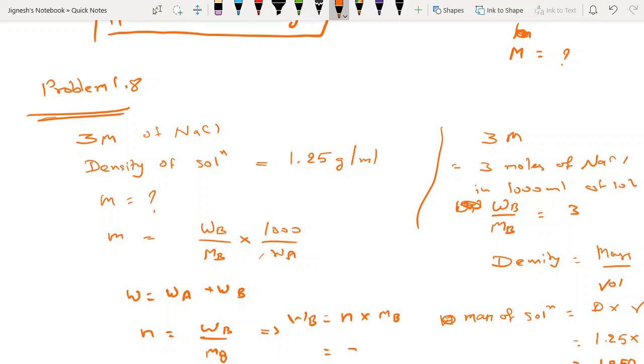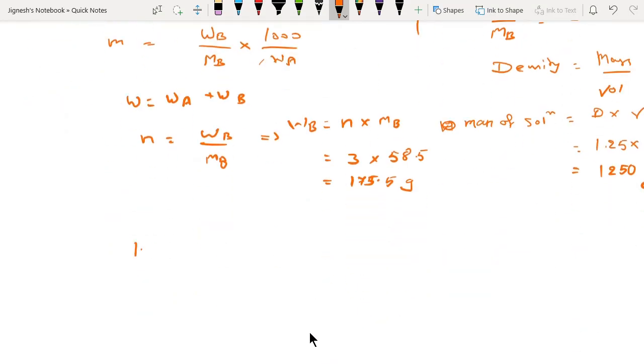So how much is it? Number of moles is 3 and NaCl's molar mass I know is 58.5. So can you tell me the answer of 58.5 multiplied by 3? Let me find it out. I get 175.5. What did I get? 175.5 gram. Now I need to find out WA. WA is equal to W minus WB, and this is my W. W is 1250 minus 175.5.